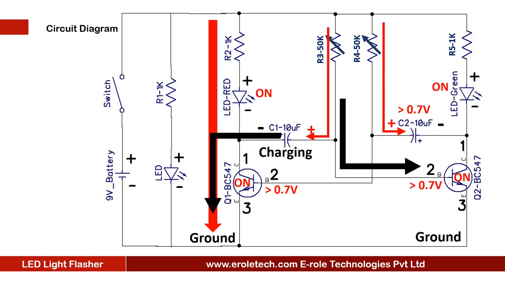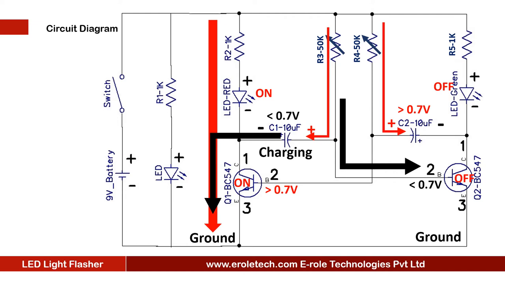In the beginning, it will be fully discharged and try to suck all the available current. This will suddenly drop the voltage at C1 below 0.7 volt. C1 is connected with the base terminal of transistor Q2, so Q2 will turn off. Green LED will remain off until the transistor Q2 turns on.